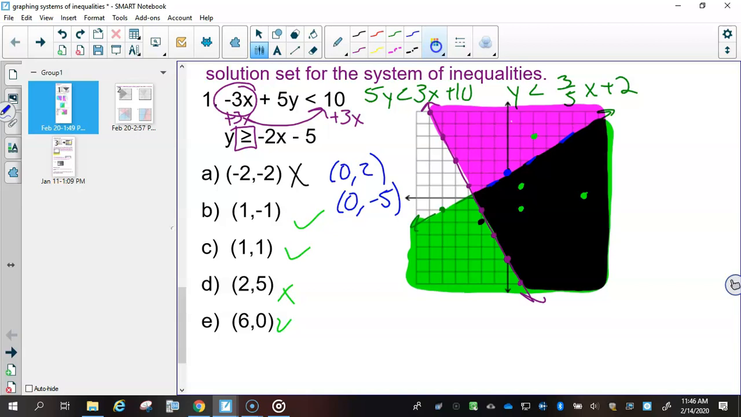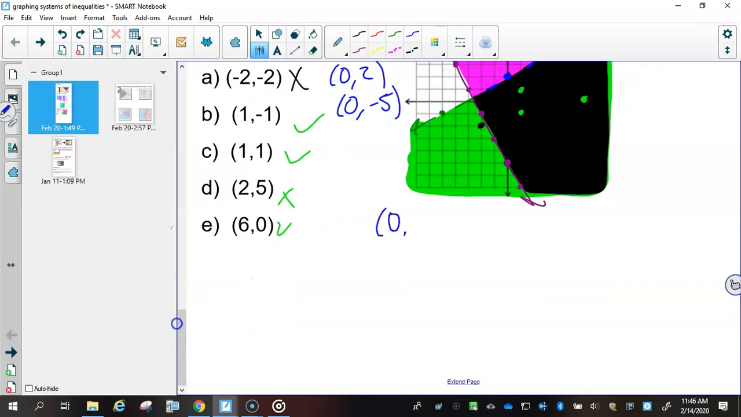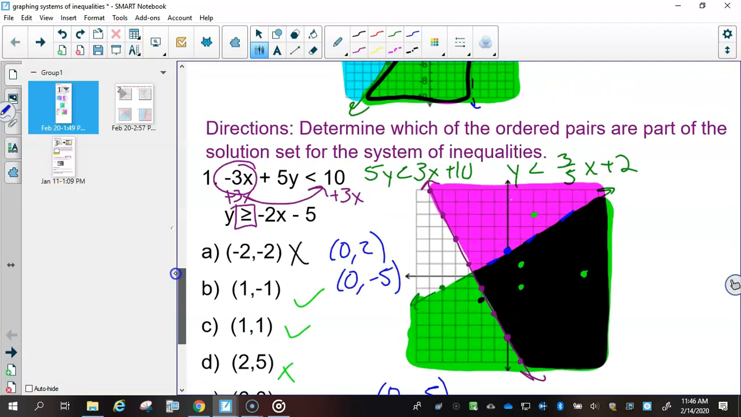So Kayla said it would be, but I want us to show this algebraically. So let's put this into our equations. So put 0 in for x and -5 in for y.